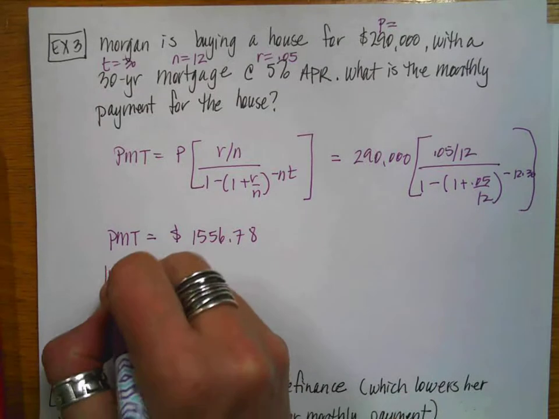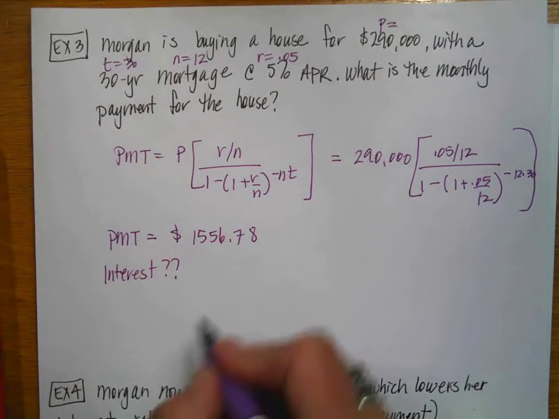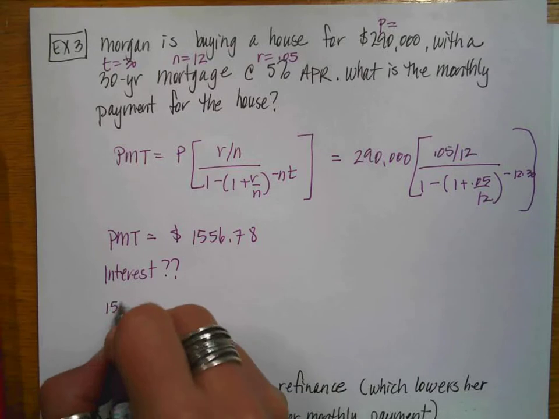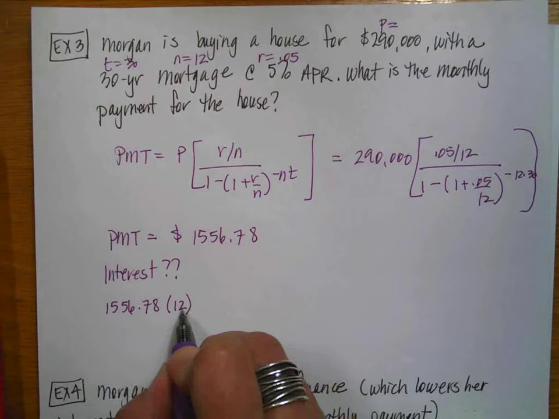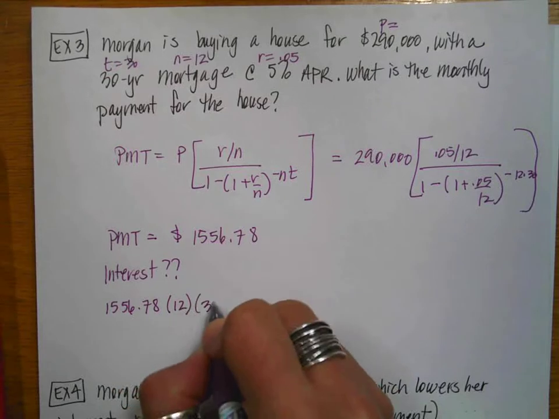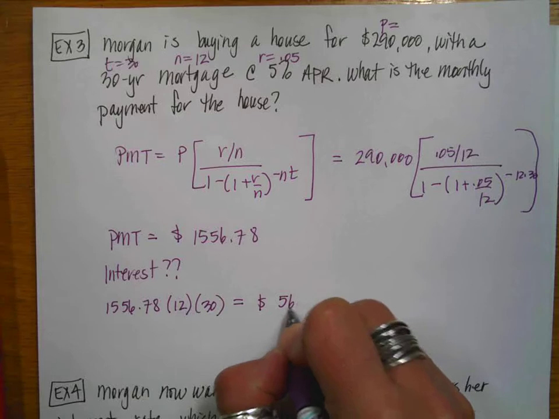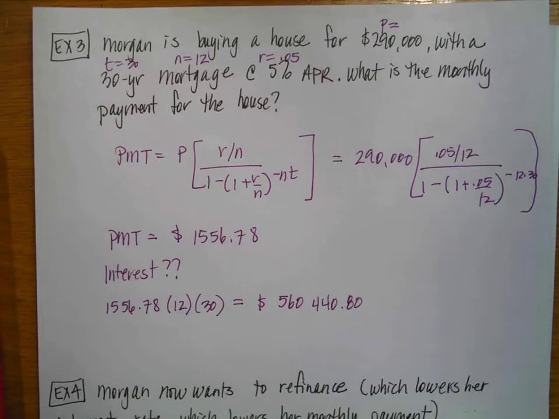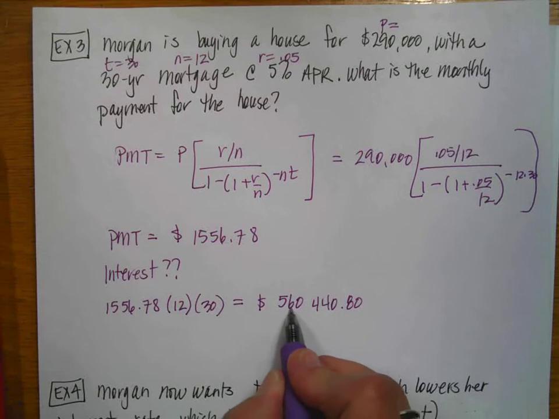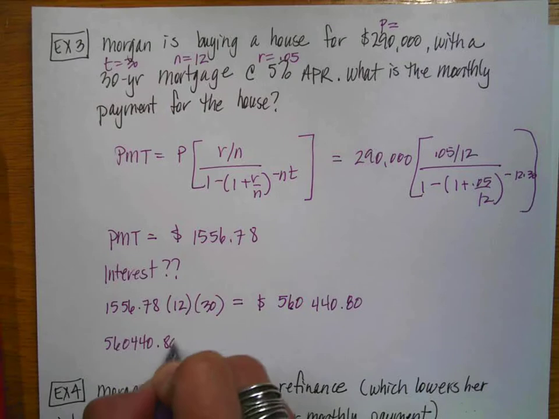So before we move on to example 4, I want to talk about how much interest is she actually paying, okay? And you will be shocked. So if we take her payment of 1556.78 and we multiply it by 12 because she's making 12 payments a year for 30 years, we're going to get that that's going to be worth $560,440.80.